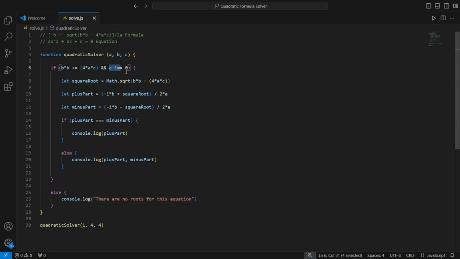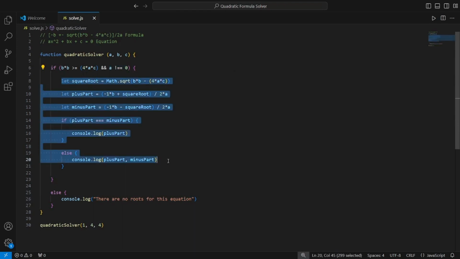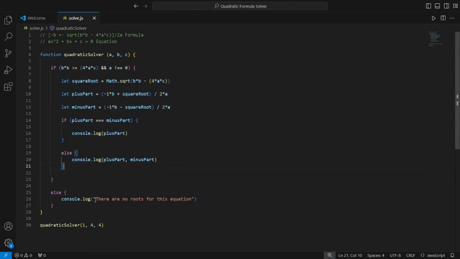Secondly, we also say that if A is not equal to 0, then you keep running this code. But if it is equal to 0, then you're going to say once again that there are no roots for this equation. This makes sense because after you compute all of this, you're going to divide the expression by 2a, so if a is equal to 0, you'd be dividing by 0, which is undefined, which means it doesn't work. That's why we have this here.